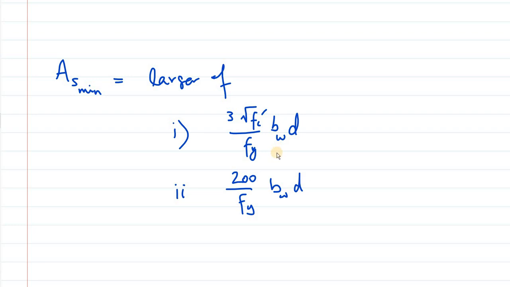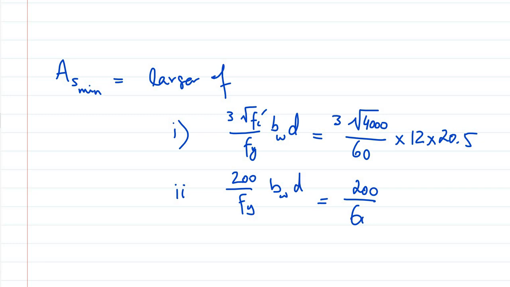So in this case, let's try to calculate. AS minimum would be equal to 3 under root of 4000 psi over 60, BW is 12, D is 20.5, and for the other case we have 200 over 60 into 12 into 20.5. So we need to see the answer for this. If this answer is greater than 200, we will calculate it based on this.